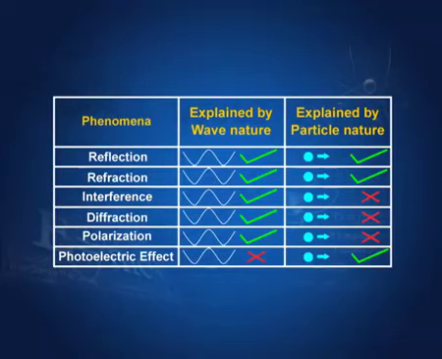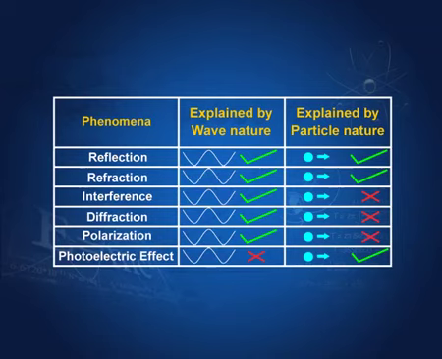Therefore, the interference phenomenon can be explained only on wave theory, not on the particle nature of matter. Diffraction again can be explained only on the wave nature of matter, not by the particle nature of matter. Polarization again can be explained only on the wave nature of the radiation and not on the particle nature.